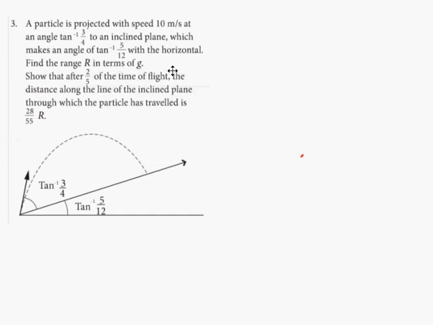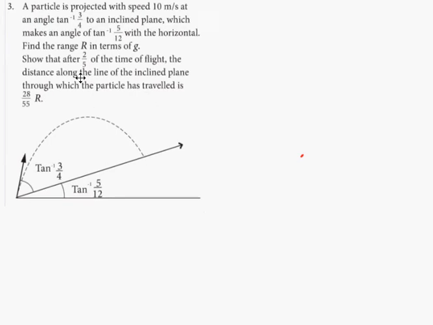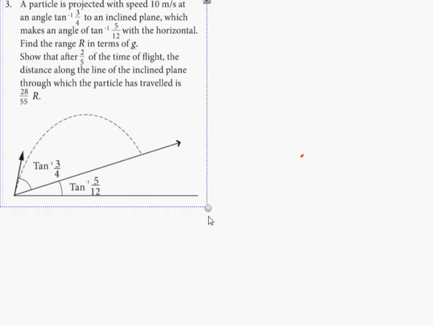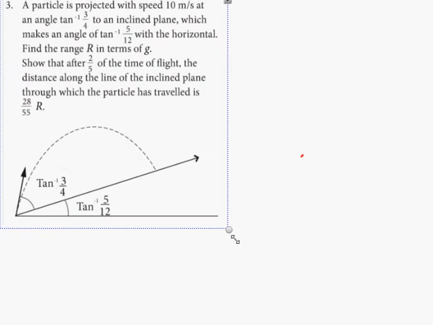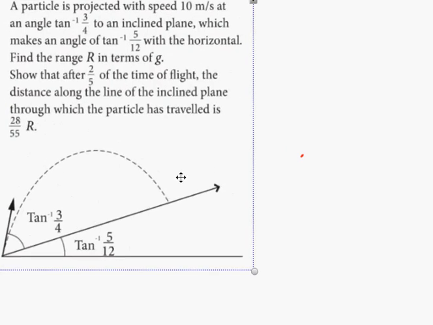And we're good. Alright, a particle is projected with a speed 10 meters per second at an angle tan inverse 3/4 to an inclined plane, which makes an angle tan inverse 5/12 with the horizontal. Find the range R in terms of g. Show that after 2/5 of the time of flight, the distance along the line of the inclined plane through which the particle has travelled is 28/55 R.